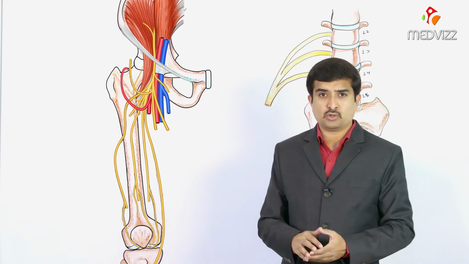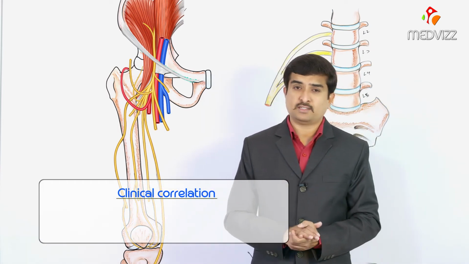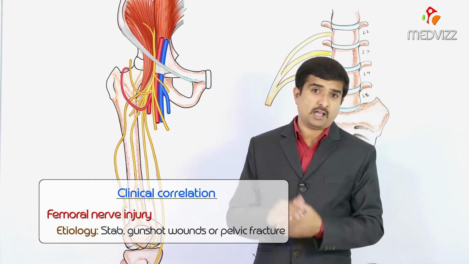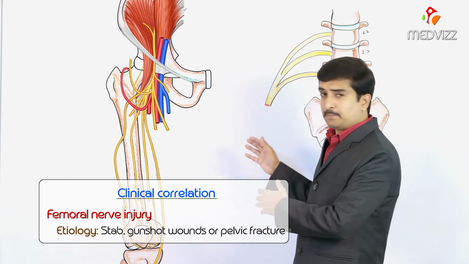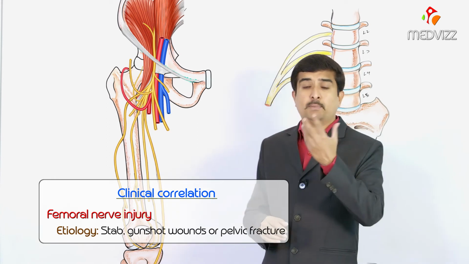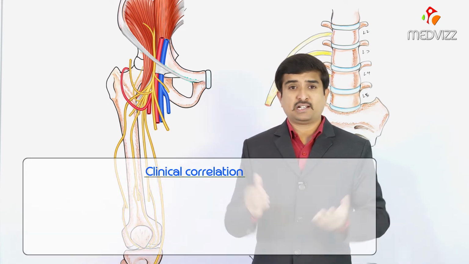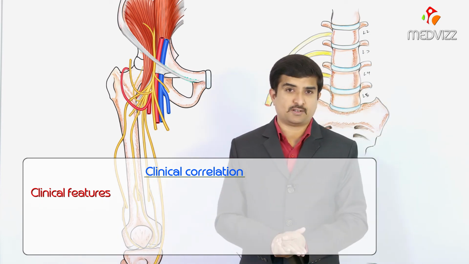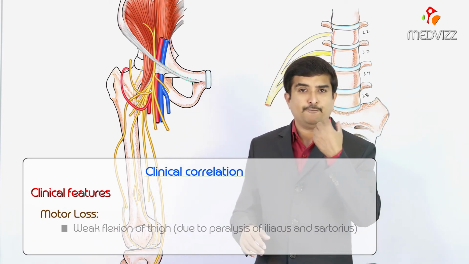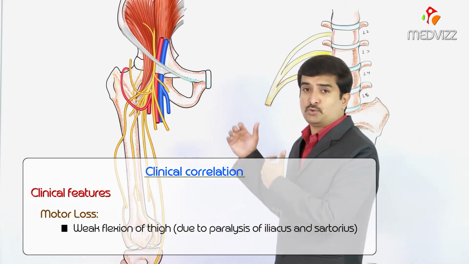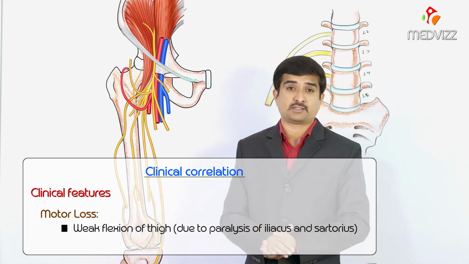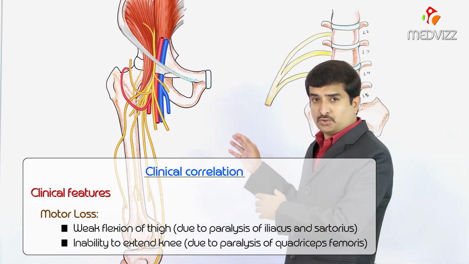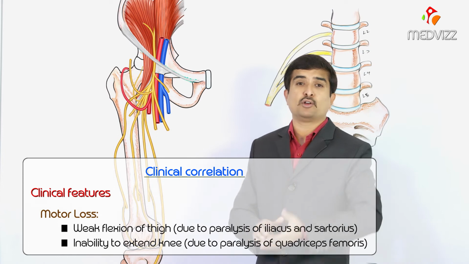Now let us discuss the clinical correlation, that is the femoral nerve injury. Femoral nerve injury is more commonly associated with stab wounds, gunshot wounds or pelvic fractures. And what about the clinical features? Clinical features are motor as well as sensory in nature. For example, there will be a weak flexion of the thigh, especially due to paralysis of the iliacus as well as sartorius, and the patient is unable to extend the knee mainly due to paralysis of the quadriceps femoris.